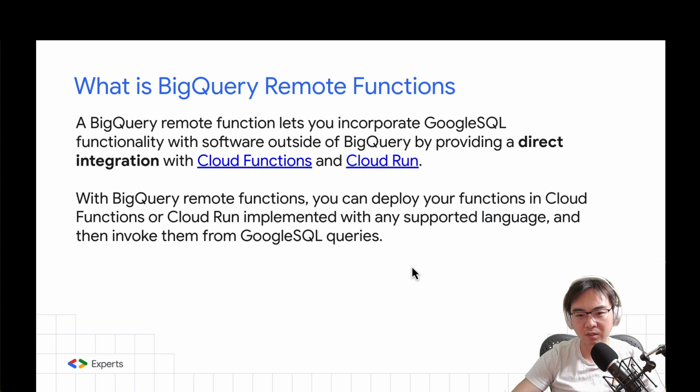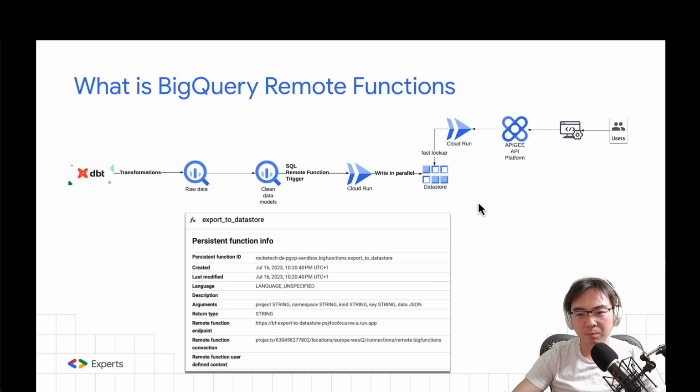That's what this thing actually gives you. And to make it a bit easier to understand, this is what you actually get. So instead of, if you remember the previous diagram, we have a question mark in the middle and not exactly sure how to get data from the data models in BigQuery into Datastore.